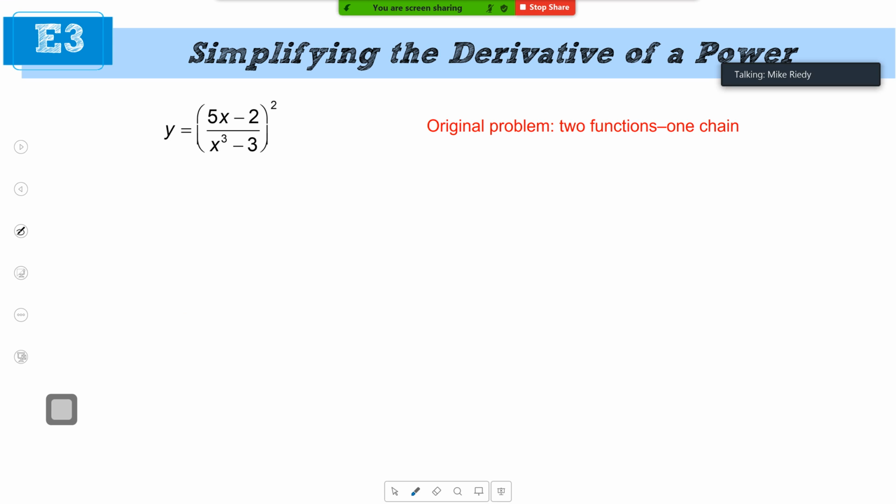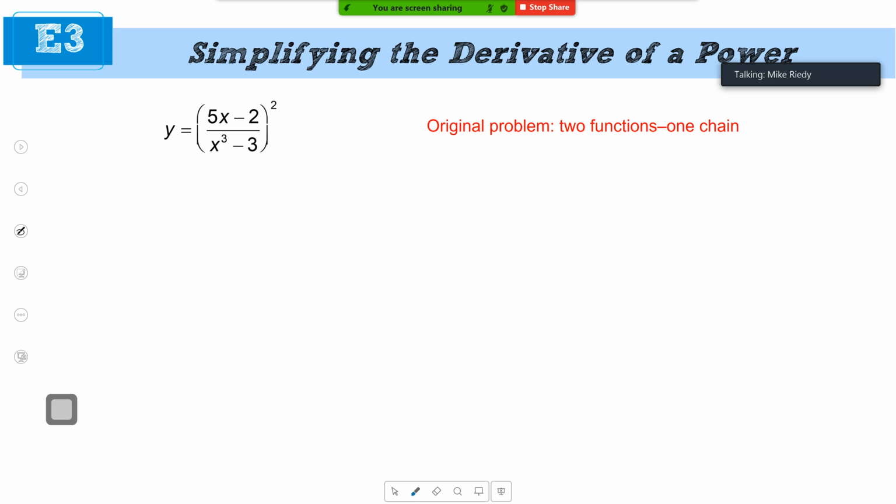Okay, so this one gets a little nasty, so I want to work through this because we get into this realm of simplifying derivatives. Okay? So this is still 2 functions in one chain. The one function is a quotient rule. That's inside. And the outside function is a squared term.